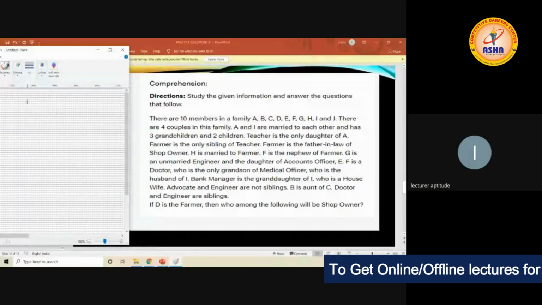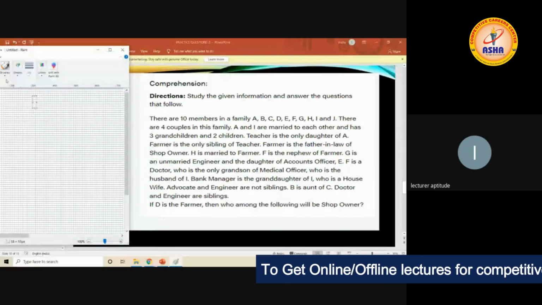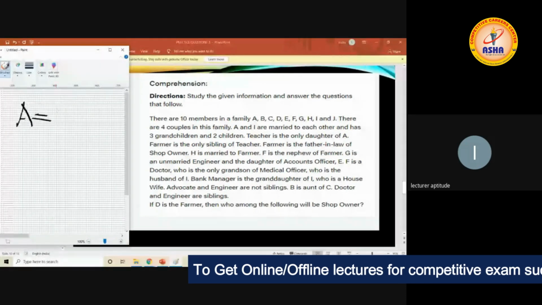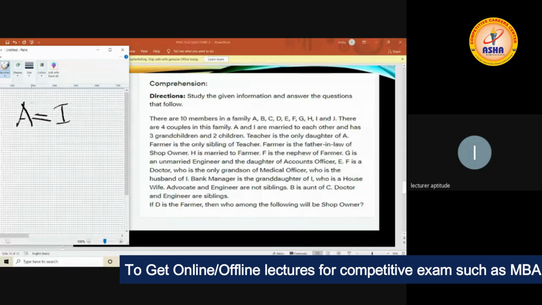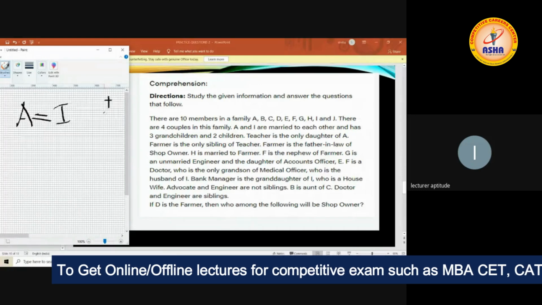I already gave some hints about this in the blood relation chapter. If A is married to I, how will you write this? You can write it like this: A double line I. This is the sign for husband and wife. If it is a husband, you can write a plus sign, and if it is a woman, you give a minus sign. These are the conventions for it.